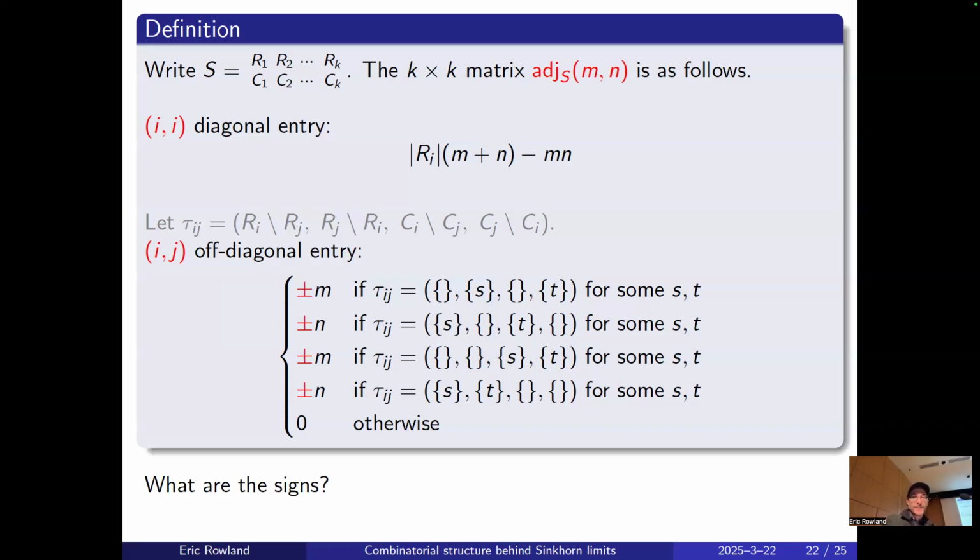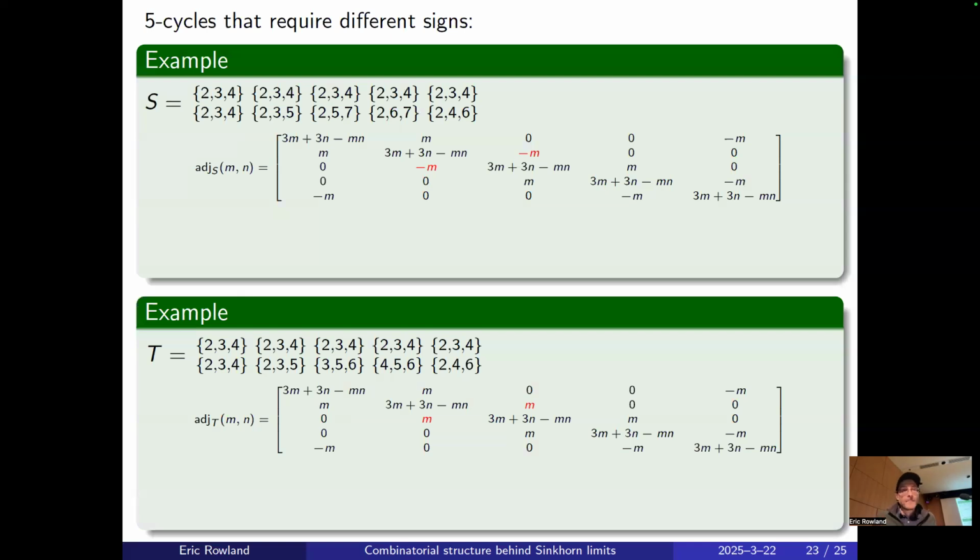And so, here's an example. We have this underlying graph that's built up by these two types of links. And the really annoying thing was that you can have the same exact graph underneath, but the signs are not the same. So that's telling us that the signs, whatever they are, depend on some extra combinatorial information than just the underlying graph. So here are two 5 cycles.